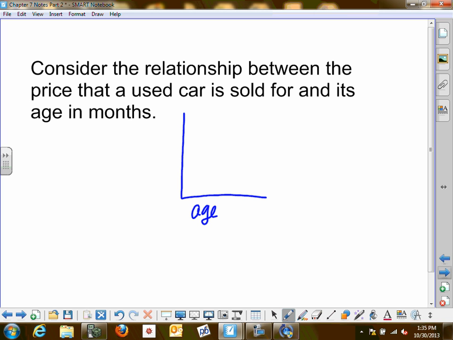Okay, good. The age of the car. And then what will be the response? Okay, good. So the price that it sold at. So after we do that, then in general, what would you say is the trend that would be happening? Probably it would be going down. Probably as your age increases, the price is going to be going down. Now there's going to be some outliers here and there, but in general, that's going to be happening.